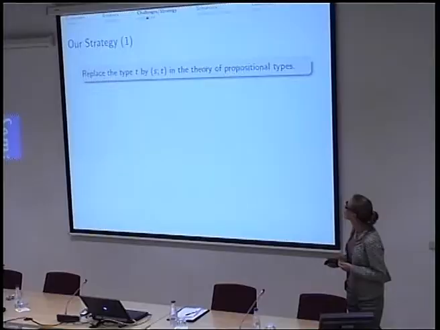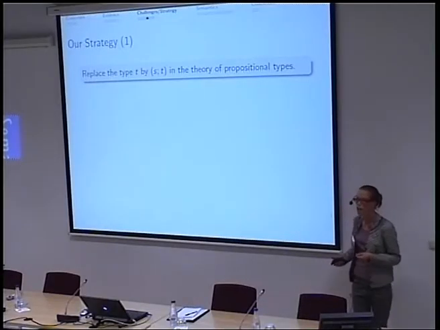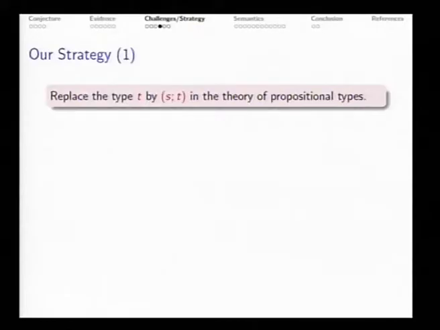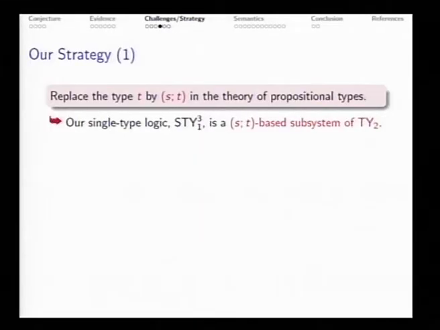The solution to all of these problems that I'll adopt here in my talk will be to replace the single basic type T from Henkin's theory of propositional types by the type for functions from indices to truth values, such that as a result, our single type logic will be an ST-based subsystem of Gallin's logic Ty2.